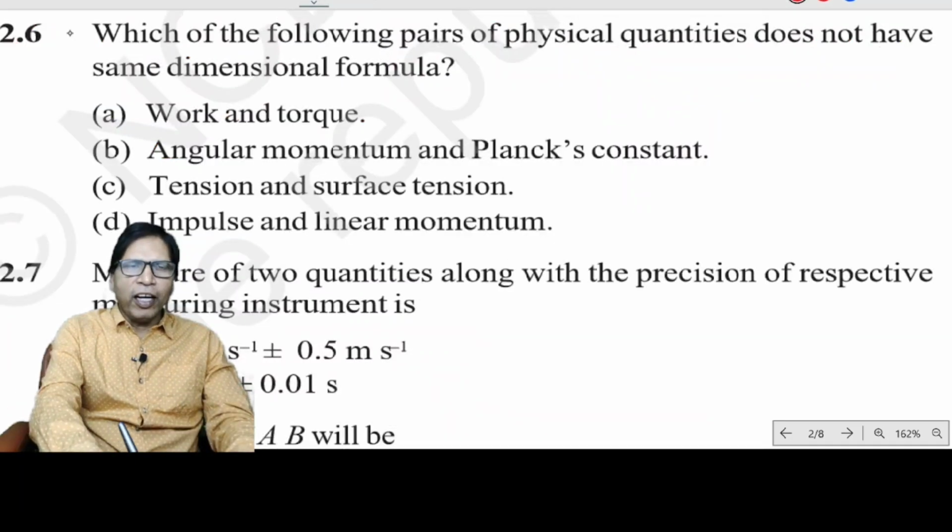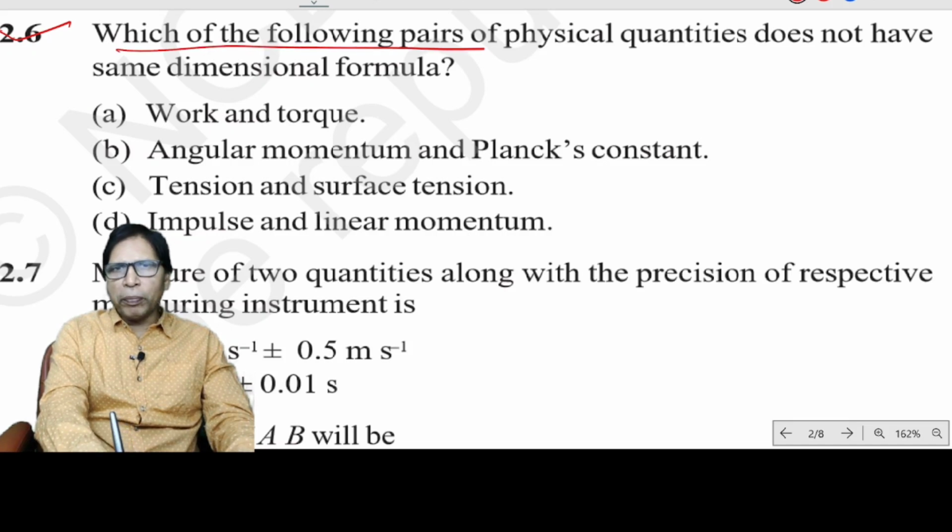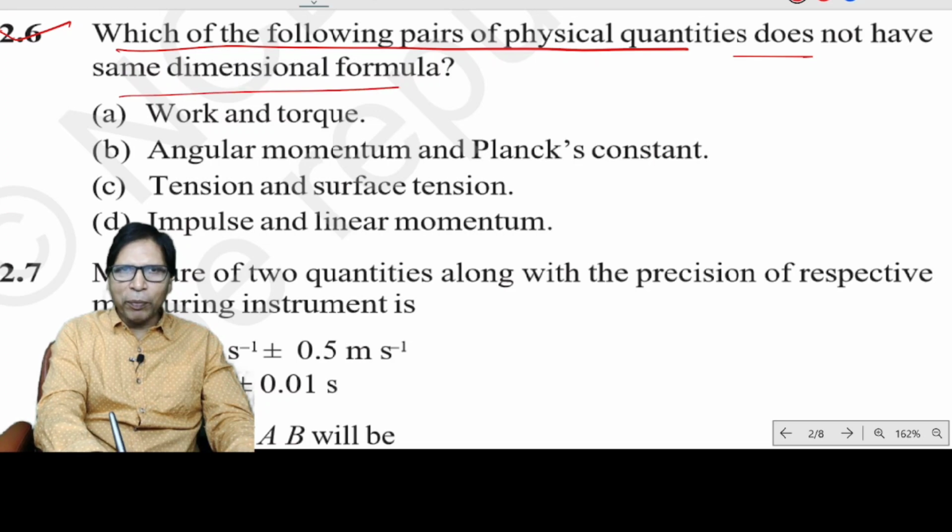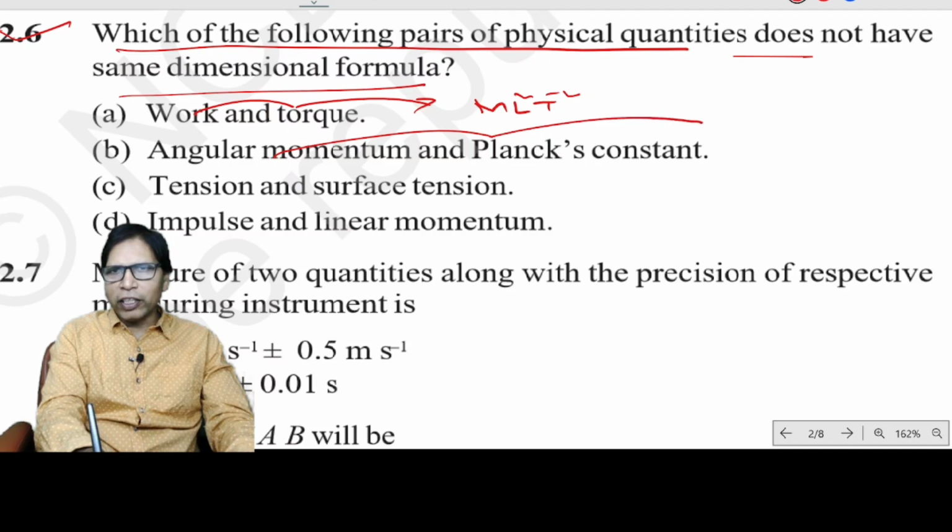Okay. Now look at this. This is 2.6. Which of the following pairs of physical quantities does not have the same dimensional formula? Look at this, work and torque both have the dimension ML squared T minus 2. Angular momentum and Planck's constant both have the dimension ML squared T minus 1.